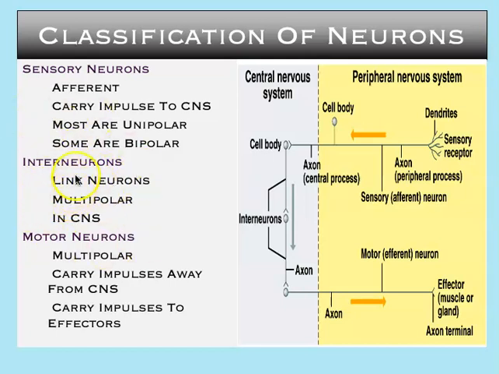In the brain and the central nervous system, we have a variety of different cell types and interconnections, right? We call these interneurons. And then last but not least, those central nervous system neurons are connected to motor neurons that carry impulses away from the central nervous system, via efferent pathways, right? They're able to affect tissues.